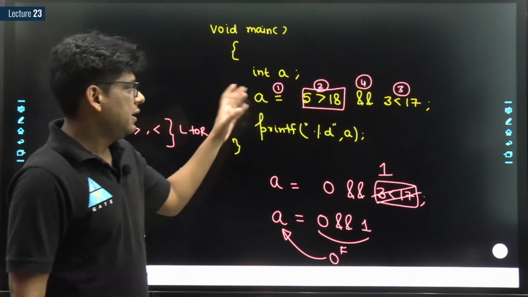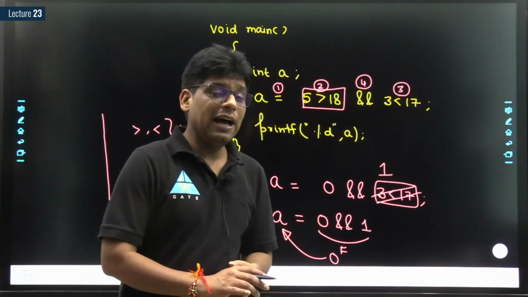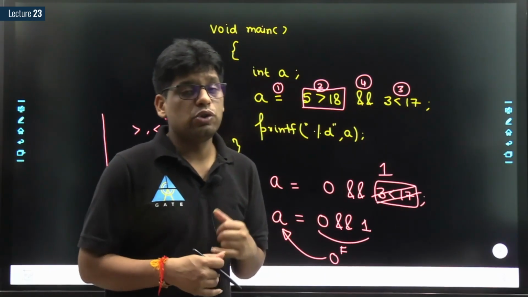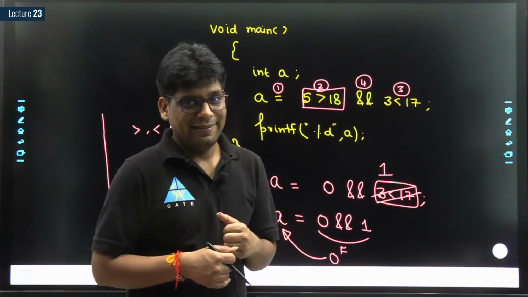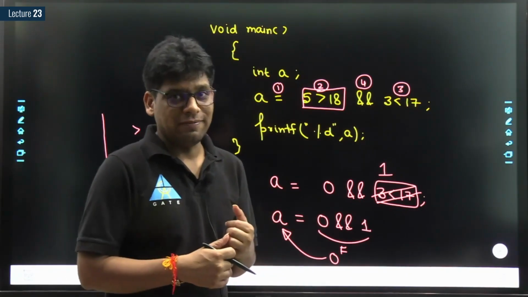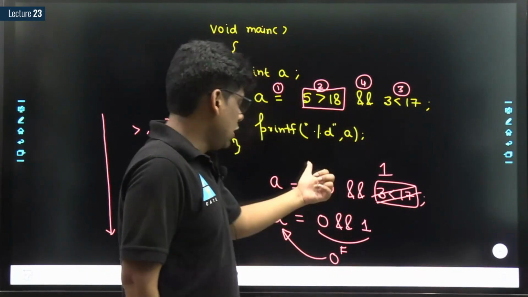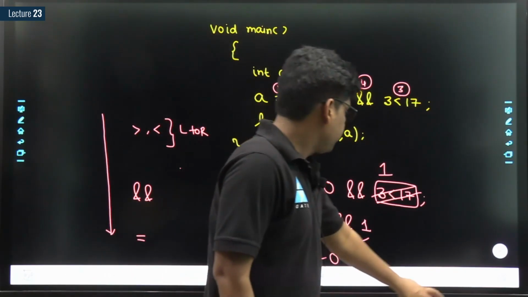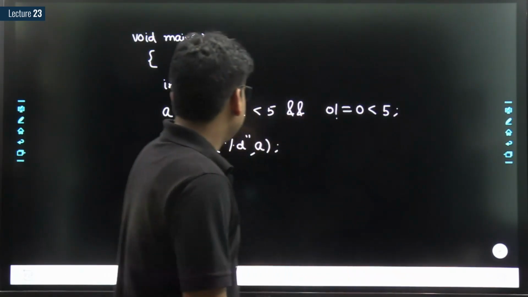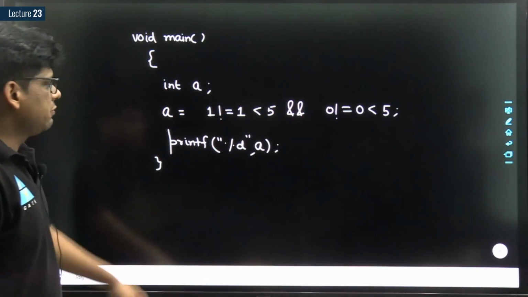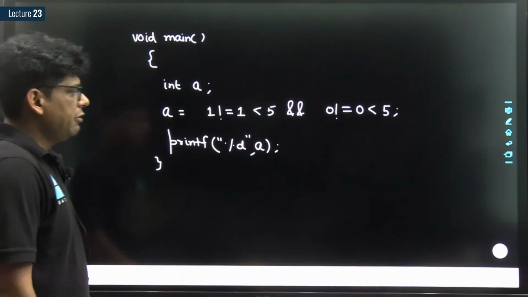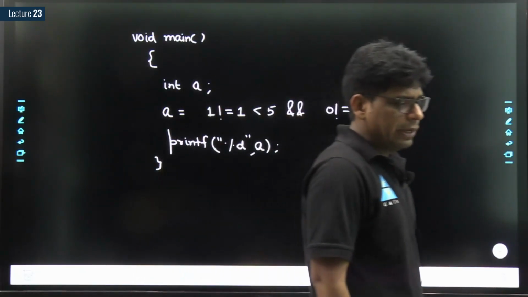See, in future lectures, I will add a few concepts like short circuit evaluation. But as of now, the story is like this. So what is the output? Output is 0. Okay. Sir, let us try to solve this question. Please pause the video and try the solution by yourself.